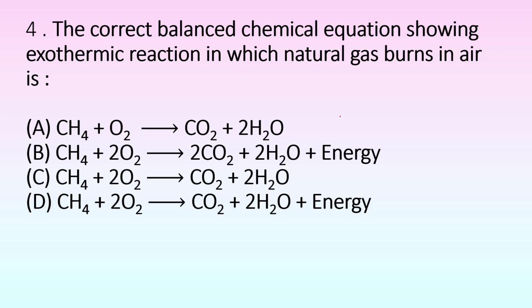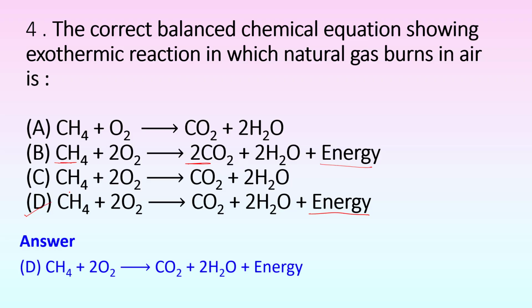Next, question number 4. The correct balanced chemical equation showing exothermic reaction in which natural gas burns in air is. Here there are 2 exothermic reactions, the second and fourth, but in second option carbon is not balanced, so the correct answer is option D, that is CH4 plus 2O2 gives rise to CO2 plus 2H2O plus energy.